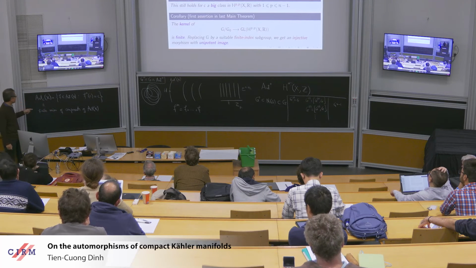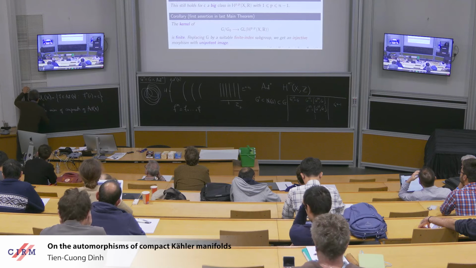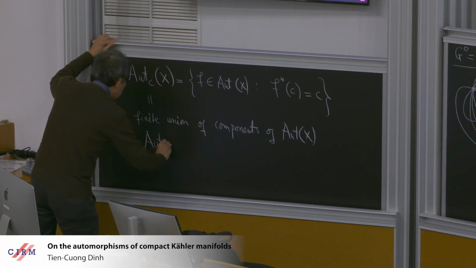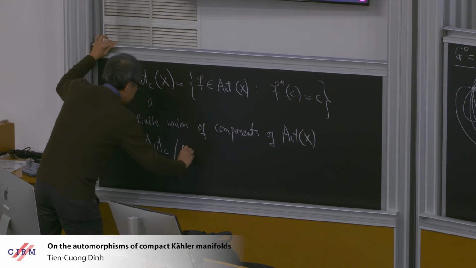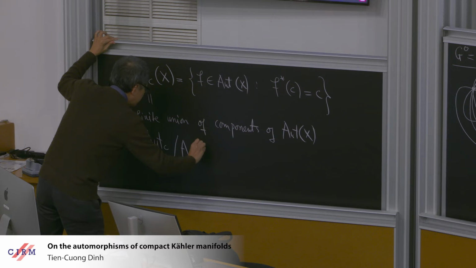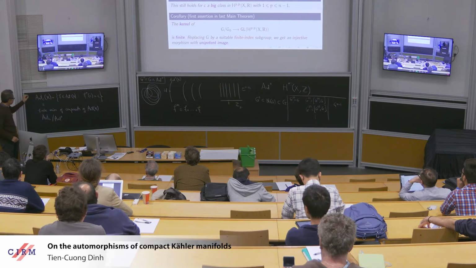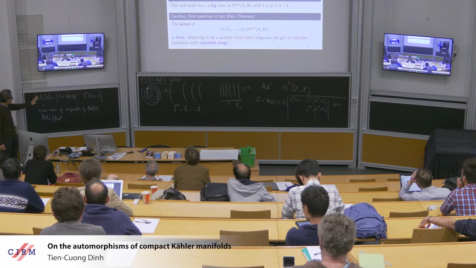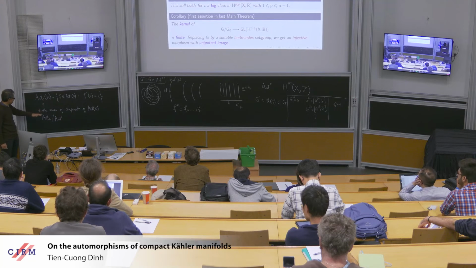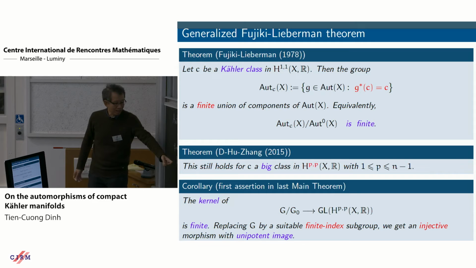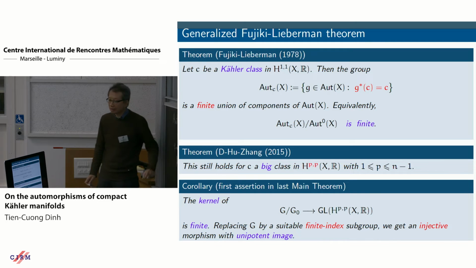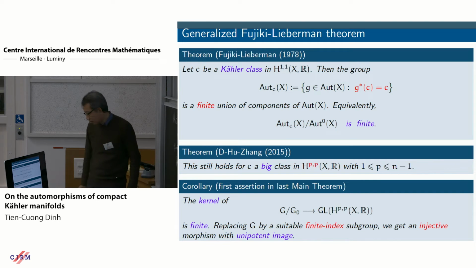So equivalently, if you take the quotient of Aut_C over Aut_0, then you have a finite group. This group is finite. So if you have such a situation, up to a finite index subgroup, you are in Aut_0. This is the idea, okay? So this is the first theorem.